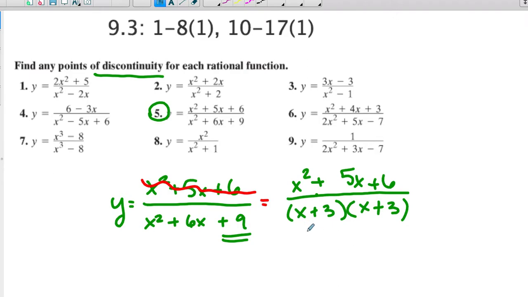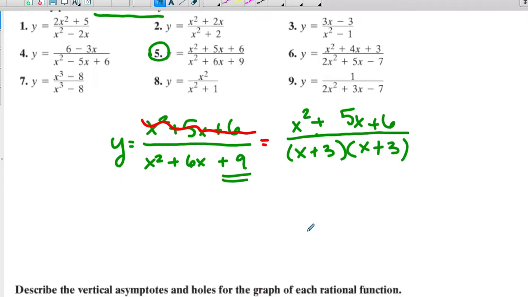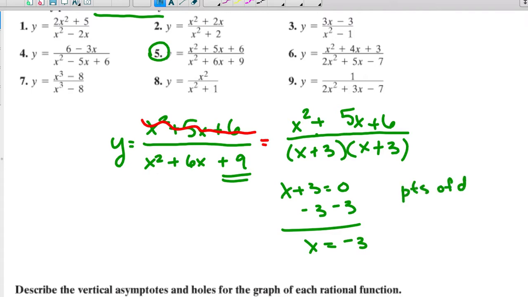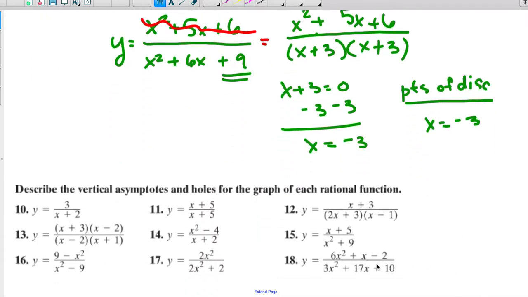Okay, and now to find the points of discontinuity, you set whatever is in the denominator equal to 0, using that zero product property. So you would have x plus 3 equals 0, so then you subtract 3, x is negative 3, and that's the same here. So the point of discontinuity for this one is x is negative 3. Okay, and that's it.